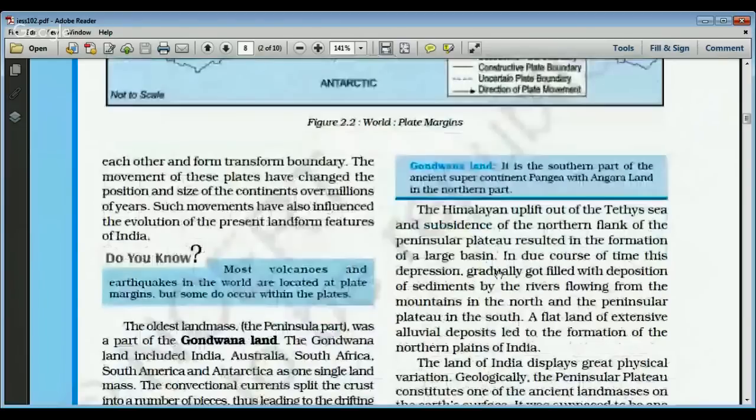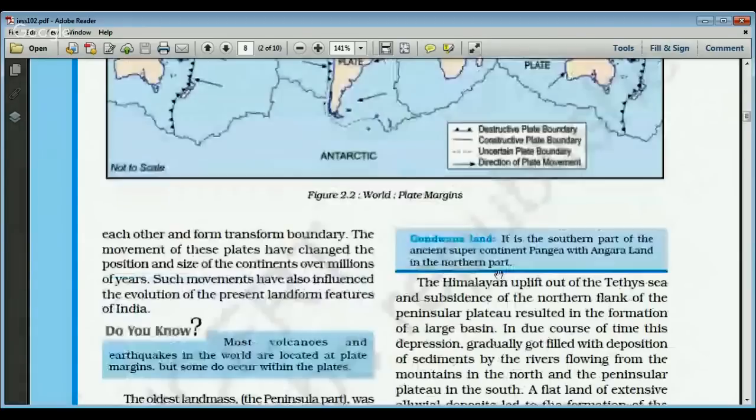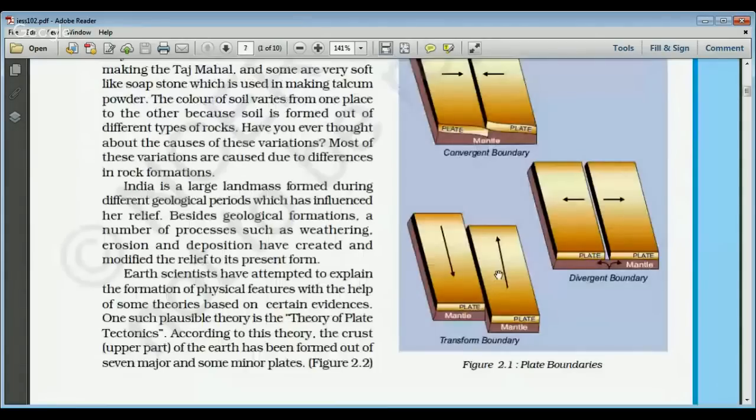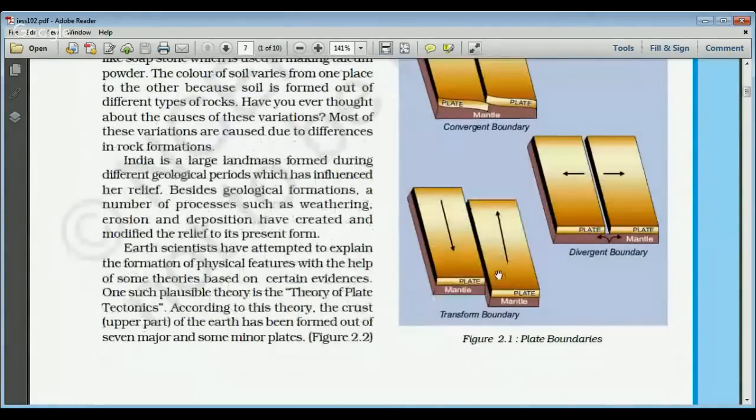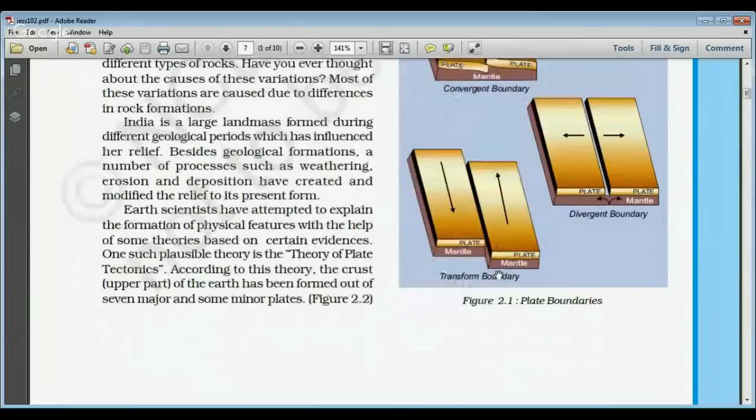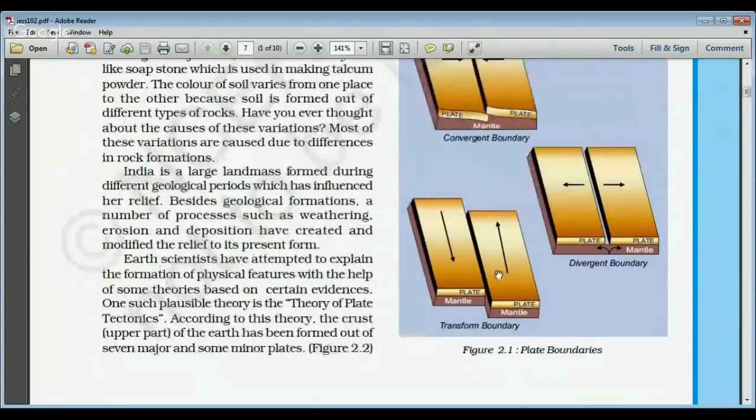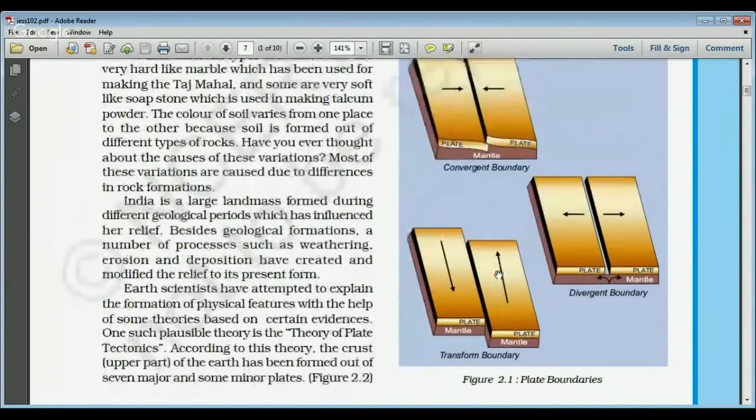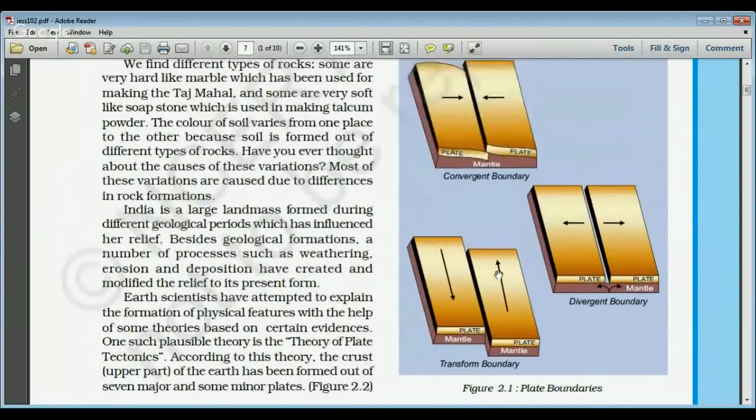There are three major interactions among the plates. First is the folding, which is also known as convergent. The second one is the divergent boundary, when the plates try to move away from each other. Then the third one is the transform. See, this is shown in figure 2.1, and it is clearly shown.